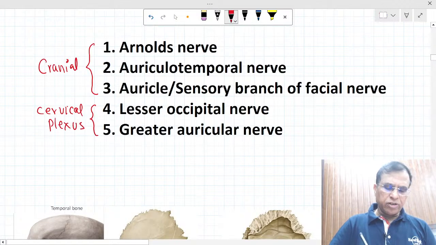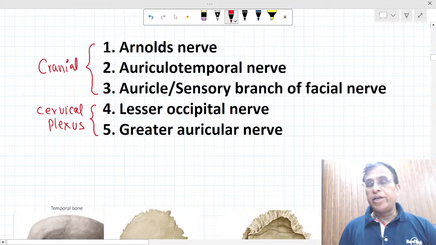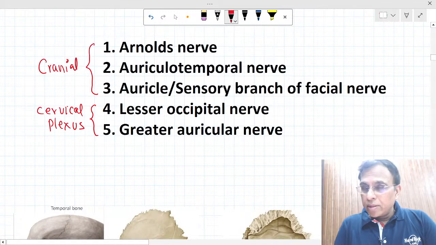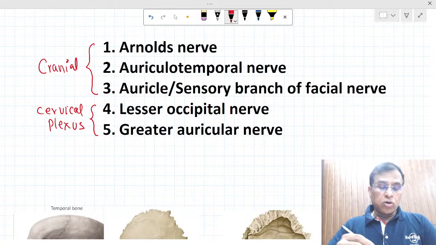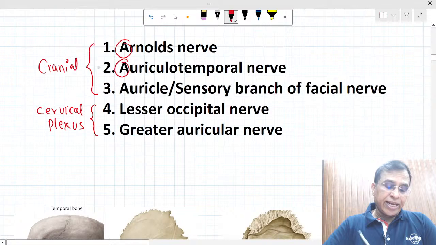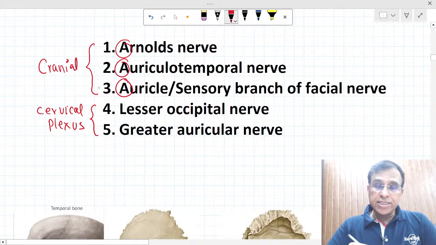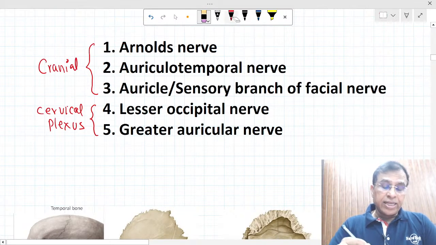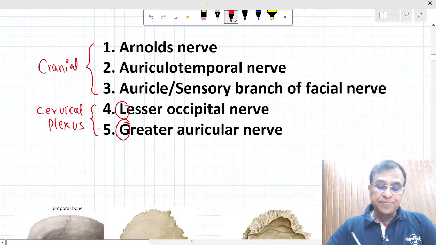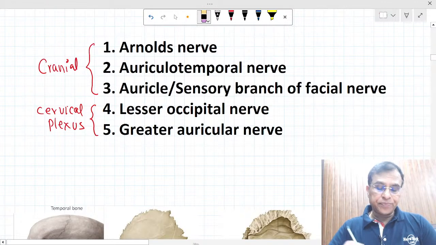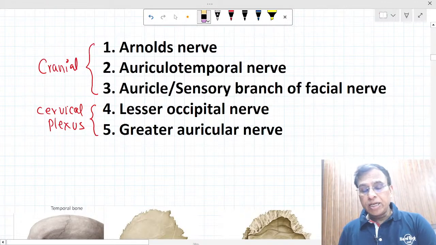So one is this, if you divide them, some from the cranial nerves, some from the cervical plexus, it becomes easier. And the second thing you can do, remember, is all the 3 nerves from the cranial nerves, they all start with the letter A. So the 3 A's from the cranial nerves, and the 2 from the cervical plexus are opposite of each other. One is lesser, and the opposite of lesser is greater. One is lesser, one is greater.